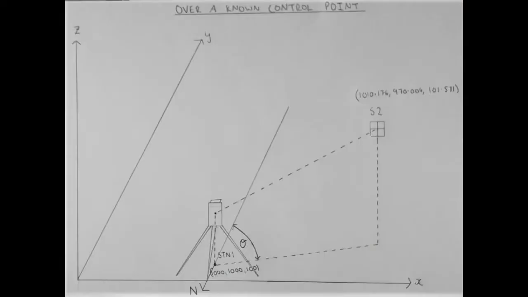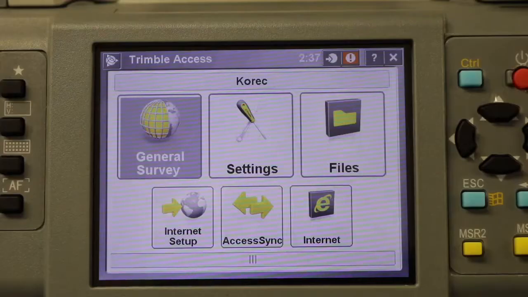The method of setting up over a known control point is demonstrated in this sketch. This involves setting up the total station directly above a known control point and backsighting once to a control point. The total station can then determine its location via triangulation by measuring the slope distance and the angles.